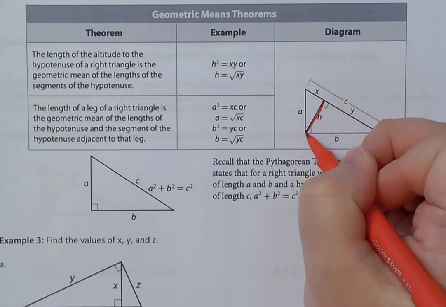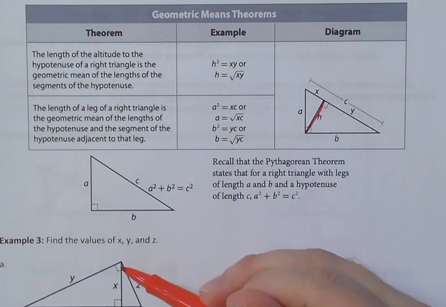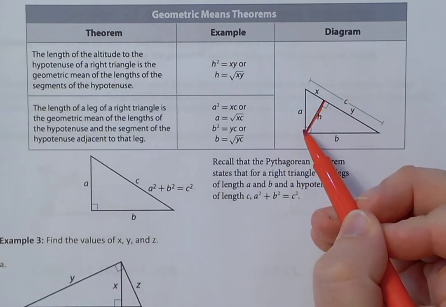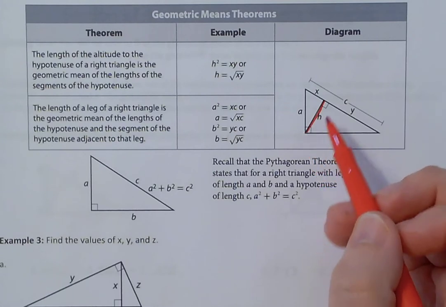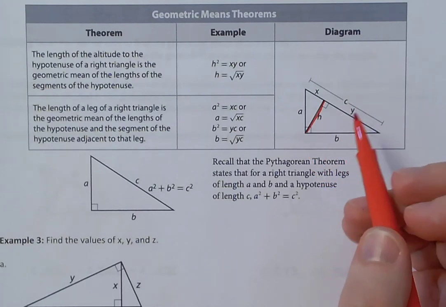So this line right here, which in this case for example 3 would be x, is considered the altitude of the hypotenuse. So, another discussion at a different point.